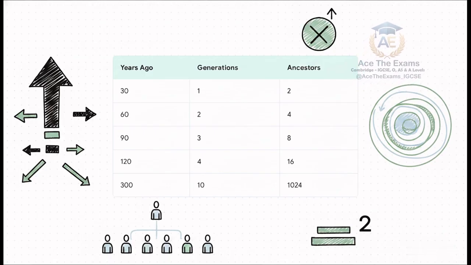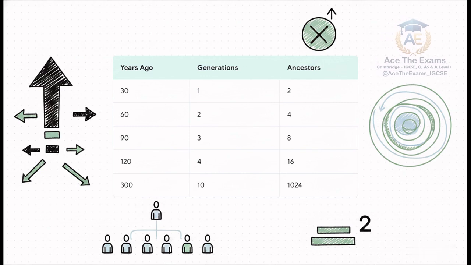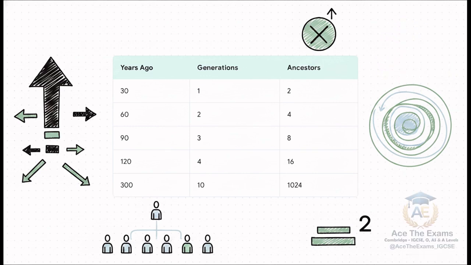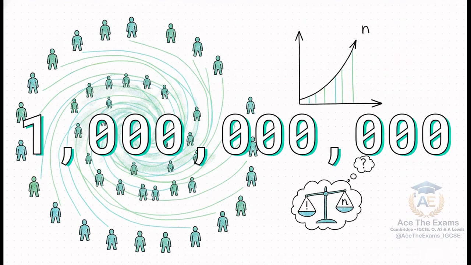So to find our ancestors 300 years ago, which gets us to roughly the year 1700, we're looking 10 generations back. 2 to the power of 10? That is 1,024 direct ancestors. But let's push this even further to a massive, mind-boggling number. 1 billion. How many years back do you think we'd need to go to find over 1 billion direct ancestors?